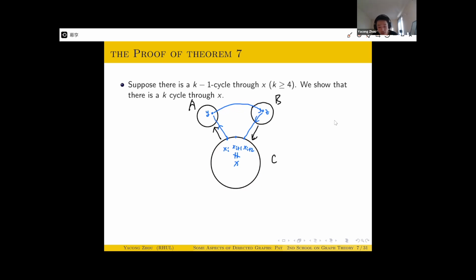Although this proof is kind of easy, I believe it is kind of hard to digest in such a short time. So I will give you one minute to think about this induction proof. Then I will continue with a far more complicated result about Hamilton cycles.